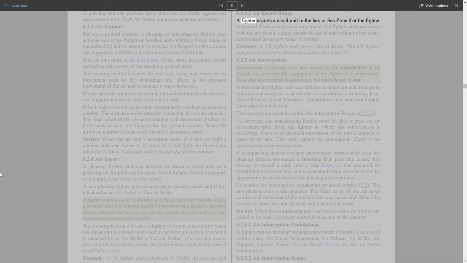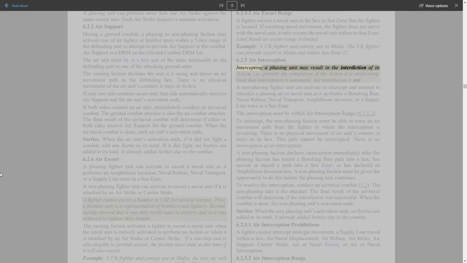6.2.4.2 Air escort range. A fighter escorts a naval unit in the hex or sea zone that the fighter is located. If escorting naval movement, the fighter does not move with the naval unit; it only escorts the naval unit within its sea zone. Land-based air escort range is limited. Example: a UK fighter and convoy are in Malta. The UK fighter can provide escort in Malta, and within sea zone 22.